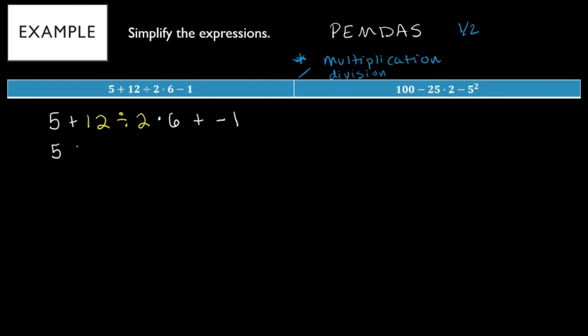So I have 5 plus, and then 12 divided by 2 is 6. Then I have times 6 plus negative 1. Now that we've done the division, we can do the multiplication, because we're still following the order of operations and we're still at the multiplication and division step. So now we need to do the 6 times 6. That gives us 5 plus 36 plus negative 1.